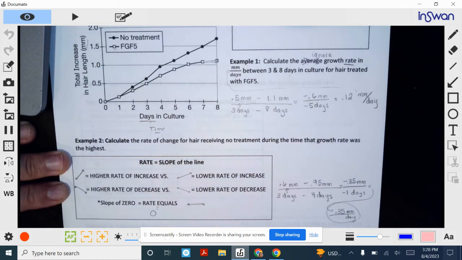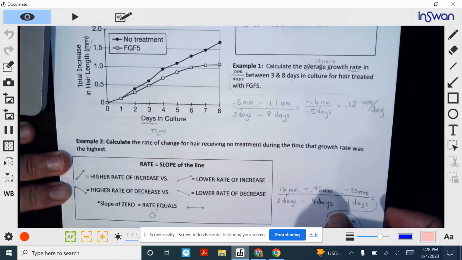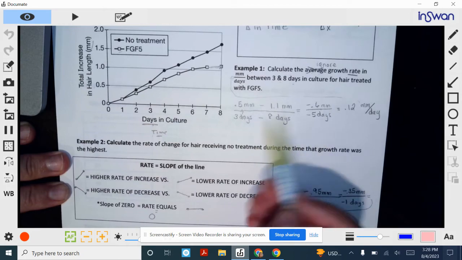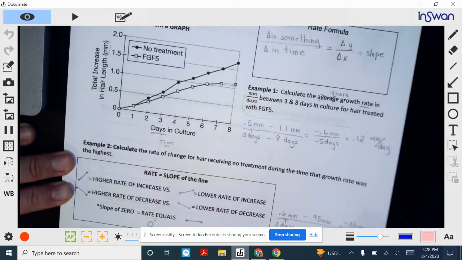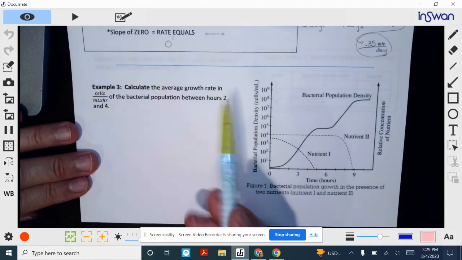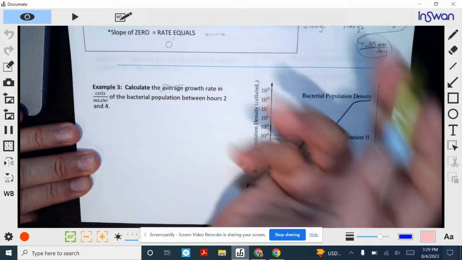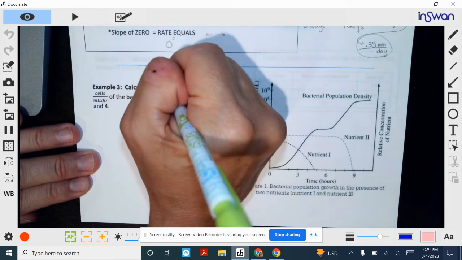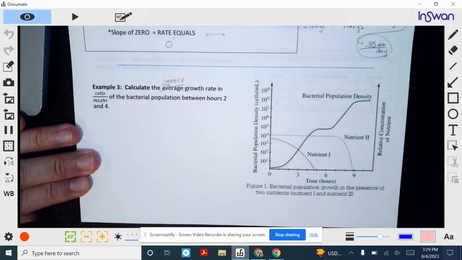Okay. All right, let's see how else they're going to make rate trickier because this is too easy to put on an AP test, right? All right, so let's go down to this example. It says calculate the average growth rate. Again, we see the word average. We're not going to do all kinds of crazy math. We need to ignore that, okay?